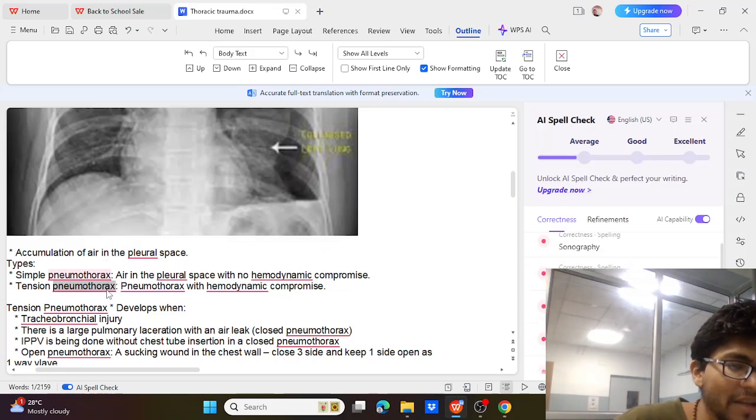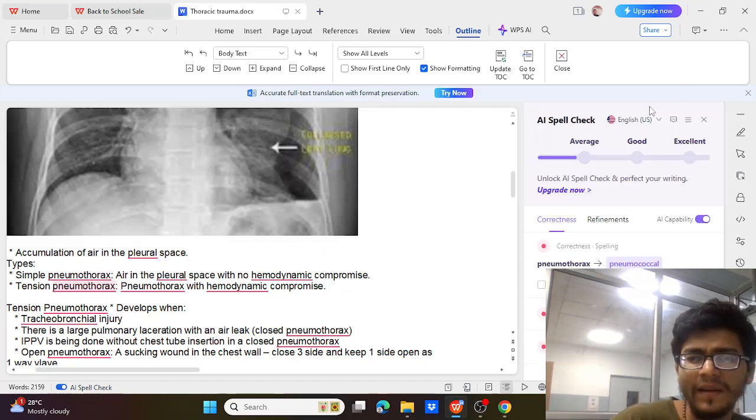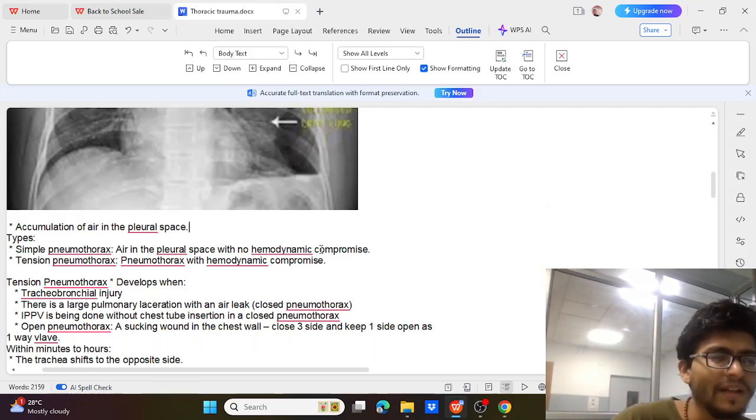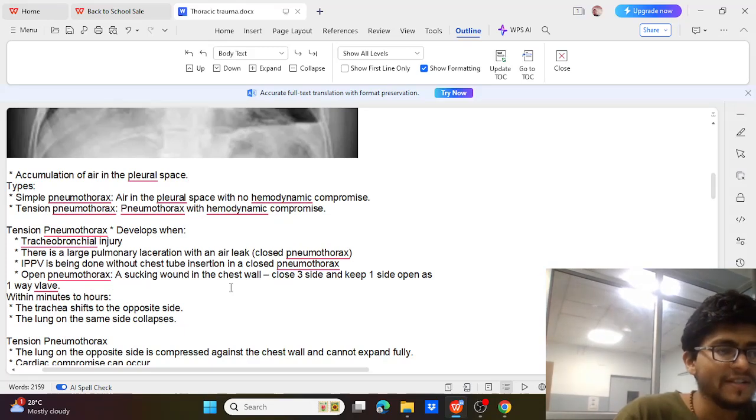Then coming to tension pneumothorax. So what is tension pneumothorax? If it is associated with hemodynamic compromise, like if the heart rate is very much more than 100 and the BP is falling around 100, 90 or 80, something like that, and respiratory rate is more than 20, 30, then it is tension pneumothorax. So we have to understand and work quickly because it is an emergency, and you may lose the patient at any moment if there is delay in management. So how does it develop?